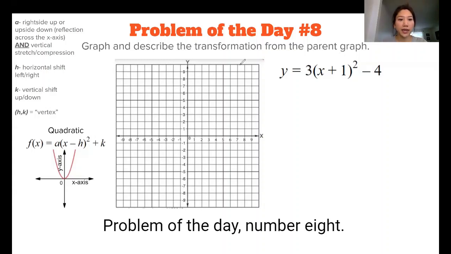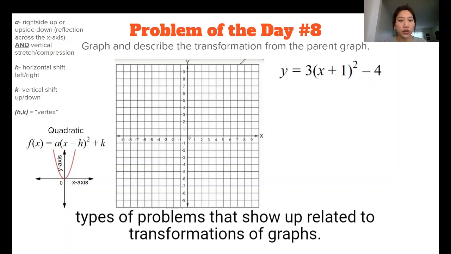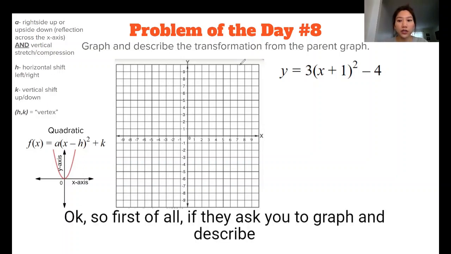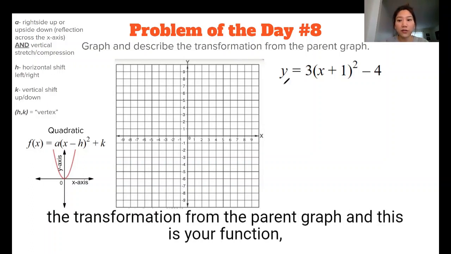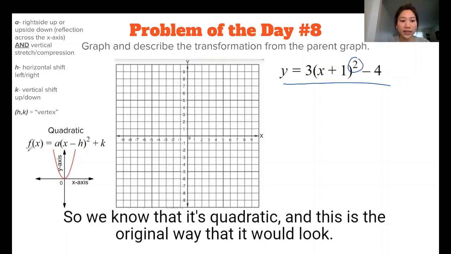Problem of the day number 8. For the next couple of days, we're going to go over typical types of problems that show up related to transformations of graphs. Okay, so first of all, if they ask you to graph and describe the transformation from the parent graph, and this is your function, first thing I would notice is that this is a square. So we know that it's quadratic, and this is the original way that it would look.